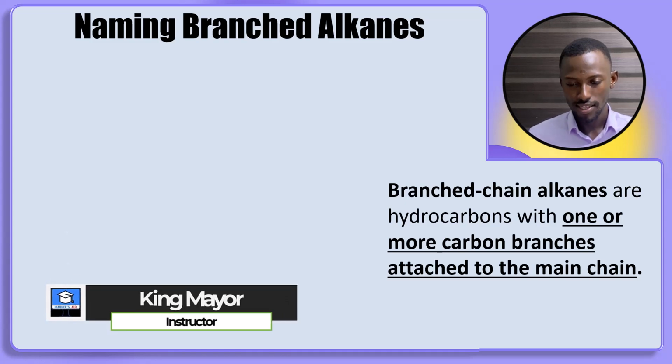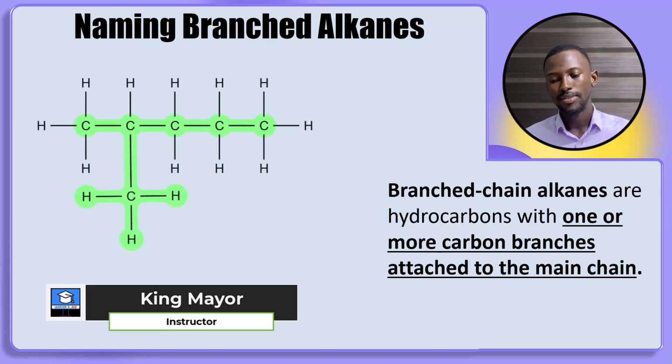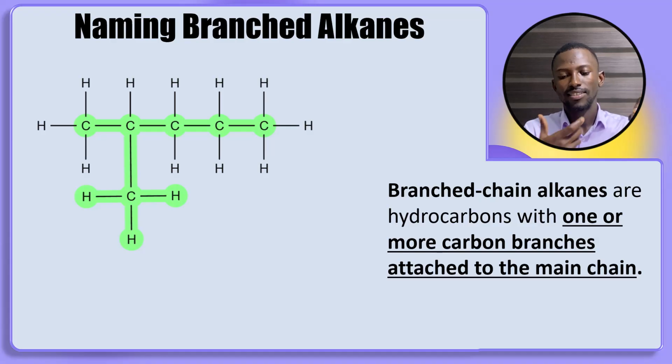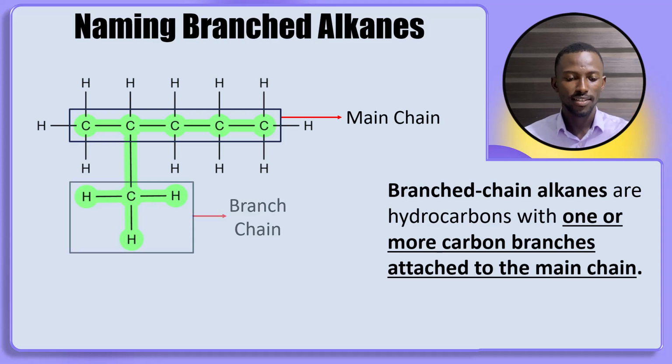What are branch chain alkanes? Basically, they are hydrocarbons. But instead of having only carbon atoms linked in continuous chains, they have one or more other carbon branches sticking out from the main chain. So if you look at the diagram on the screen, we have the main chain, then there is one sticking out from it. So this is the main chain, then that is the branching. This makes this compound a branching alkane.